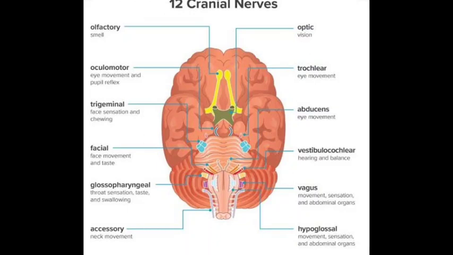Then vestibulocochlear, it is for hearing and balancing of your body. Next abducens, that is eye movement. Trochlear, that is again eye movement. Next one is optic cranial nerve, it is giving the messages for your vision. Okay, these nerves are starting from the brain and they are attached to these organs and doing these types of functions.